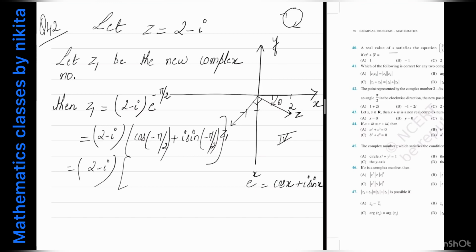So what is cos 90? Cos 0 is 1, cos 90 is 0. Then what is sine 90? Now first of all, sine of minus theta is equal to minus sine theta. So this will be equal to minus iota sine 90. Sine 90 is 1. So therefore this will be equal to minus 2 iota, then you have plus iota square. So this is equal to minus 2 iota minus 1, which is equal to minus 1 minus 2 iota.